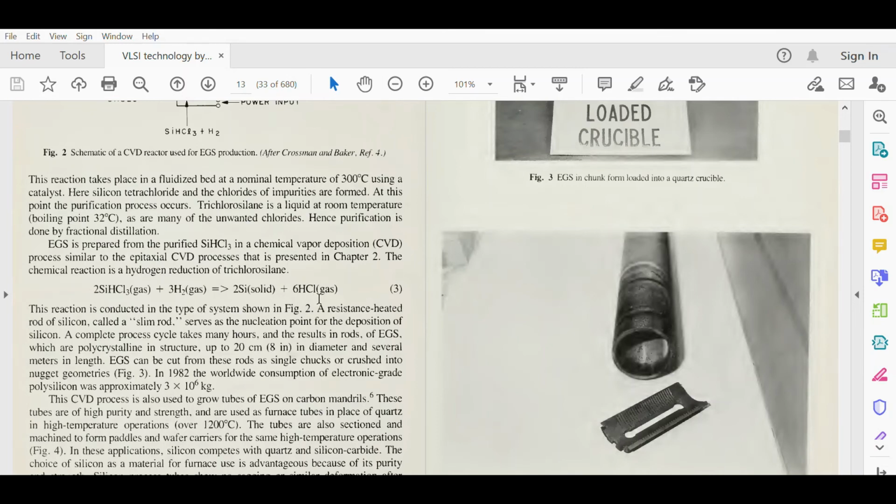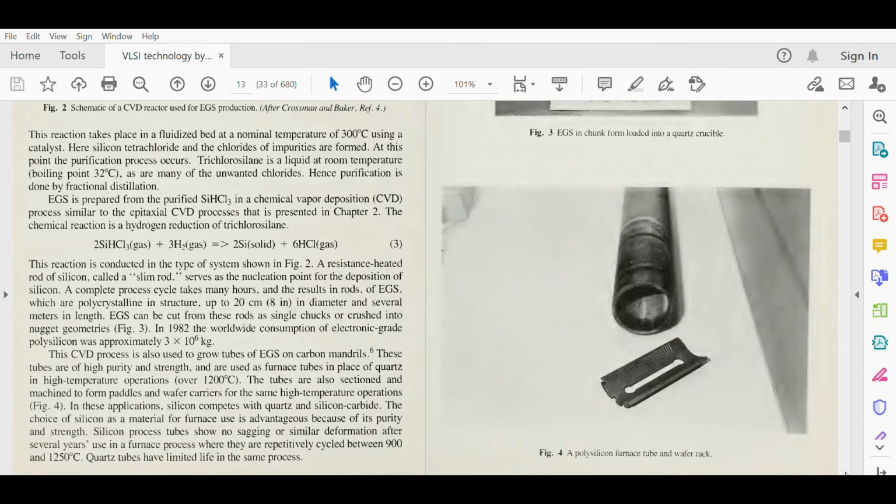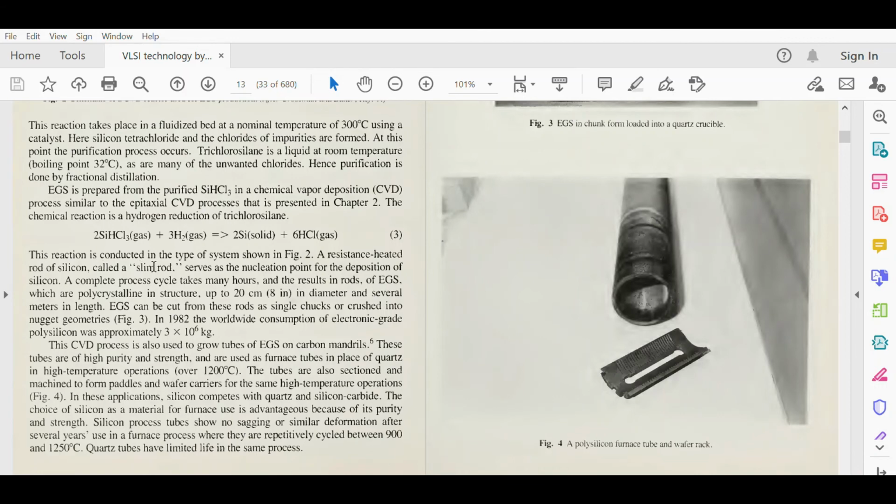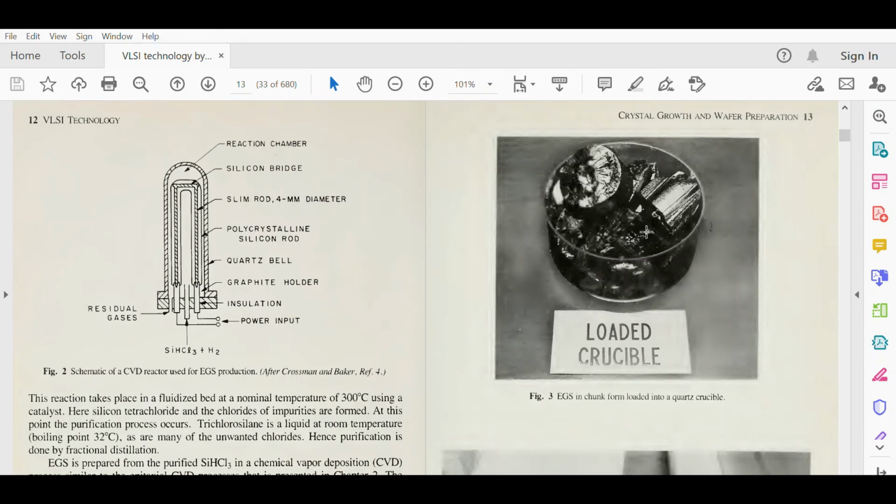This is figure 2. We will take a look at the end. A resistance heated rod of silicon called a slim rod serves as the nucleation point for the deposition of the silicon. A complete process cycle takes many hours, and results in rods of EGS, which are polycrystalline in structure, up to 20 centimeters in diameter and several meters in length. EGS can be cut from these rods as single chunks or crushed into nugget geometries as shown in figure 3.